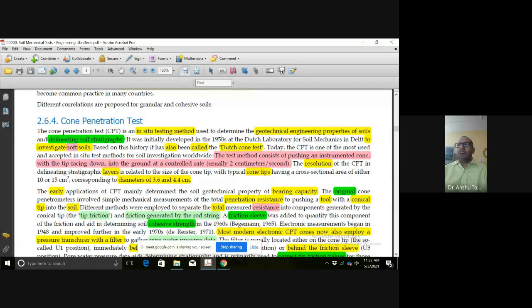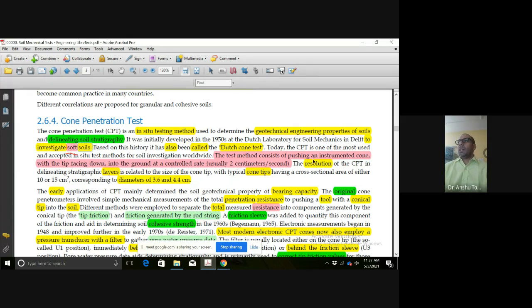It was initially developed in the 1950s in a Dutch laboratory. That is why it is sometimes called the Dutch cone test, to investigate soft soils. I have highlighted the word soft in another color to give you the idea that it is for soft soils, because we are moving the cone very slowly into the ground. If the strata is very dense, it becomes difficult for the cone to enter the ground at such a slow penetration rate.